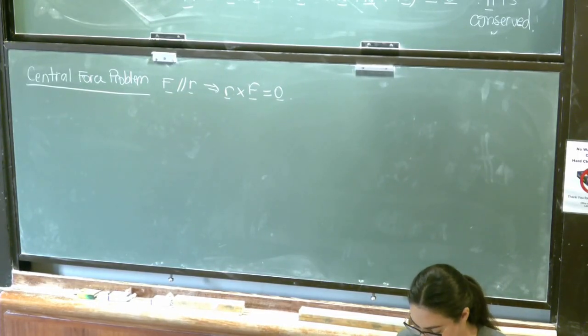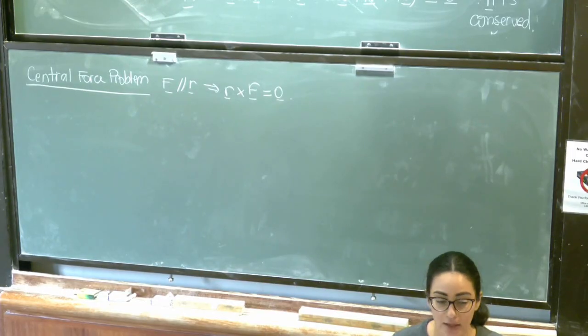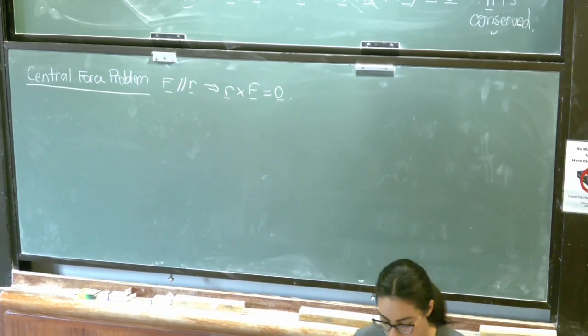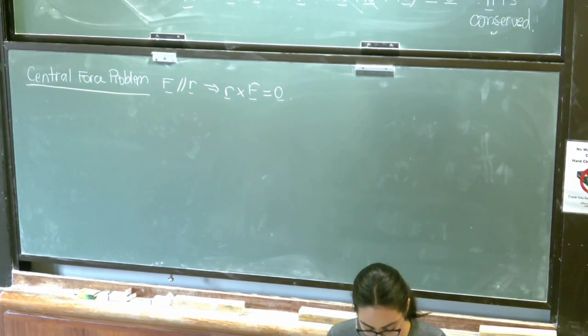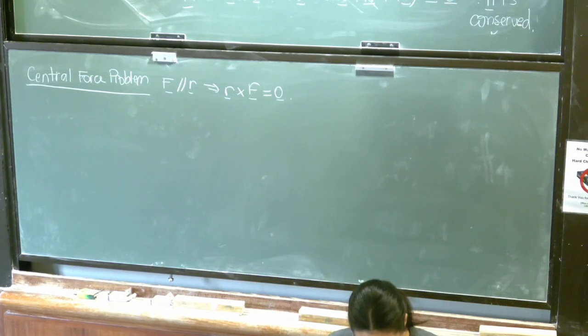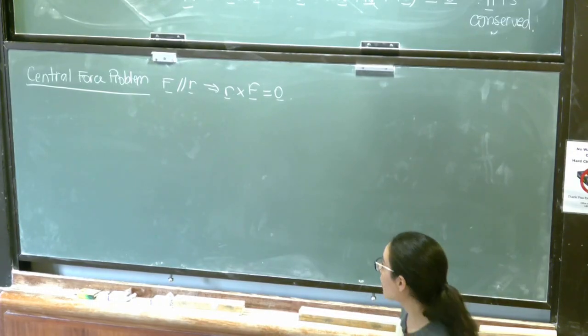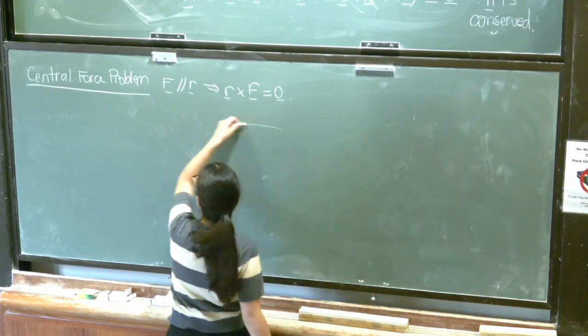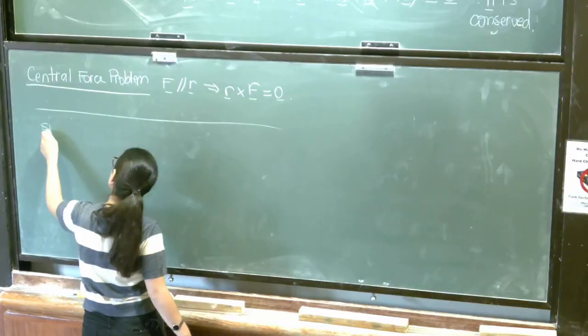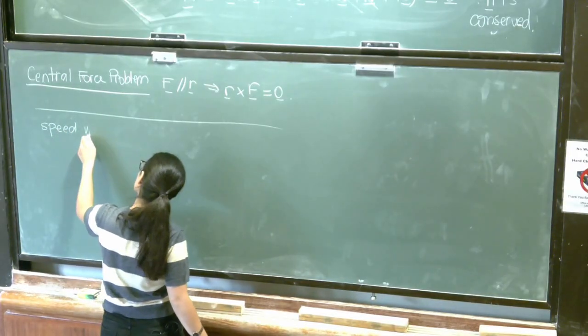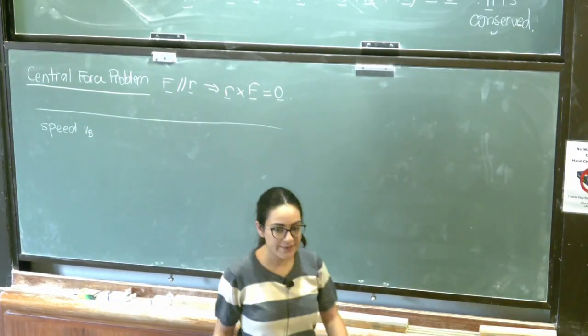Okay? So now that we know that the angular momentum of the particle is conserved during its motion, how do I calculate the velocity VB of the particle as it passes point B? The speed. They want the speed VB as the particle passes point B. So how do I calculate that? Any ideas?